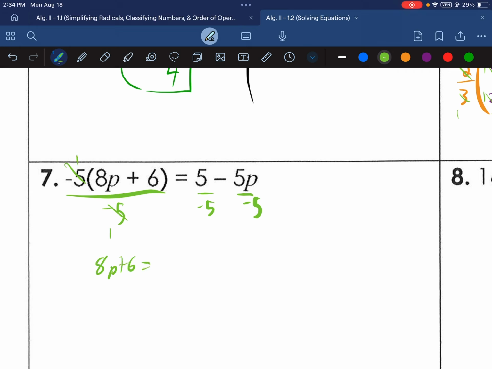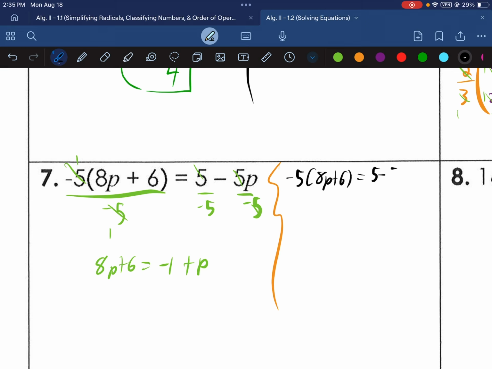And so those reduce to 1, and we get 8p plus 6 equals negative 1 plus p as we reduce these 5's. And a negative divided by a negative is a positive 1p. Now, if you didn't do that, you would still be able to solve this problem just fine. You would just start by distributing instead.